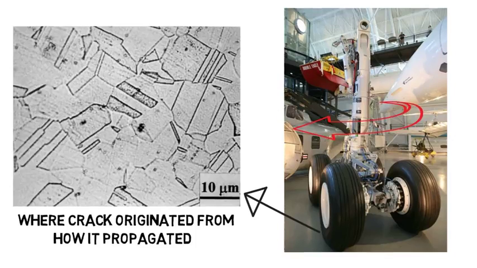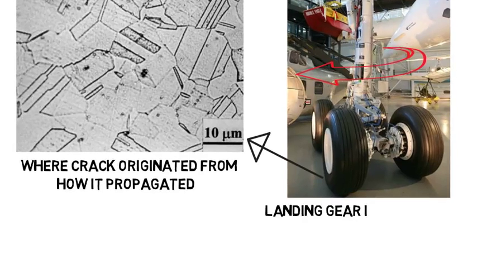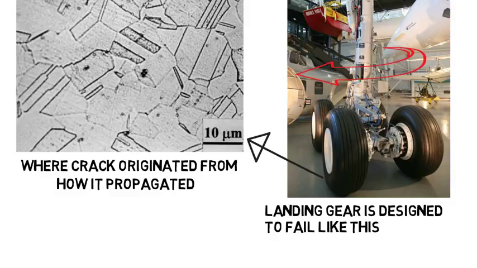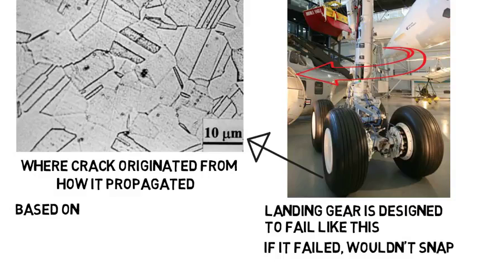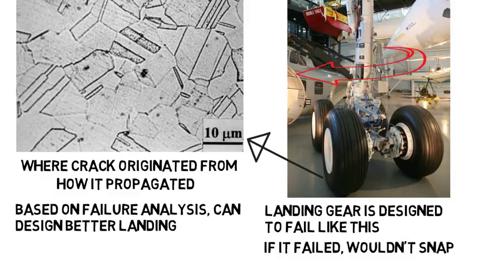And guess what? Just like with the car, landing gear is designed to fail like this. The material and structure is designed so that if it failed, it wouldn't just snap. It would crack along a certain path so that during landing, even though there was a crack, the plane could still make it through the runway. So a materials engineer could also design how a structure will fail if and when it does. Then based on the failure analysis results, we can design even better landing gear and various other structures.